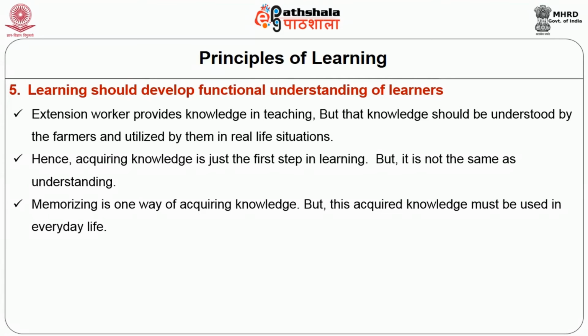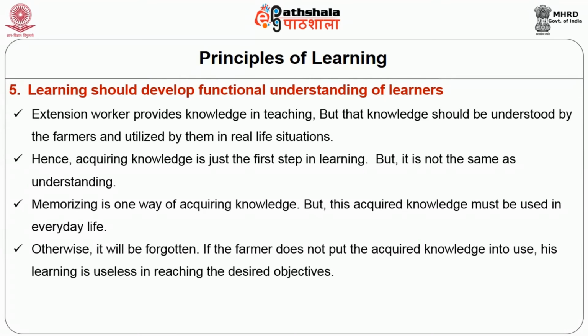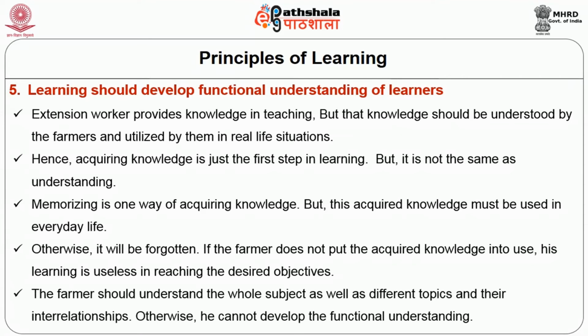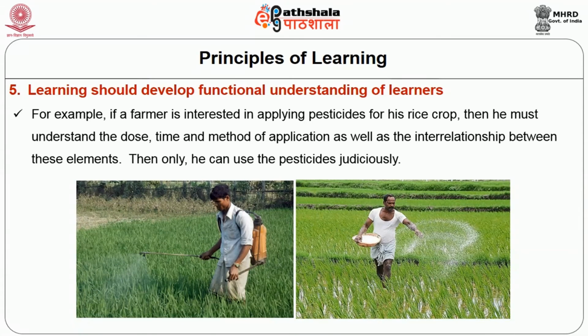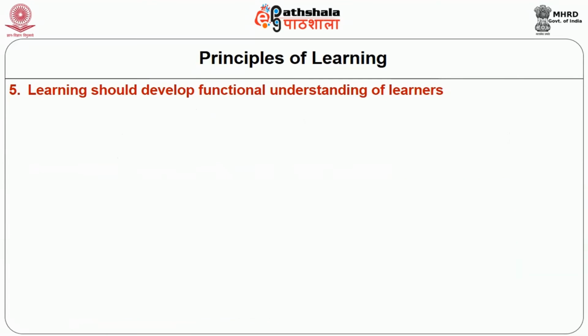Memorizing is one way of acquiring knowledge, but this acquired knowledge must be used in everyday life, otherwise it will be forgotten. If the farmer does not put the acquired knowledge into use, his learning is useless in reaching the desired objectives. The farmer should understand the whole subject as well as different topics and their interrelationships, otherwise he cannot develop the functional understanding. For example, if a farmer is interested in applying pesticides for his rice crop, then he must understand the dose, time and method of application as well as the interrelationship between these elements. Then only he can use the pesticides judiciously.